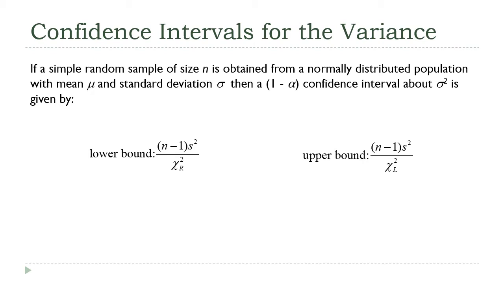And second, unlike the formulas for the population means and proportions that we've seen, these are the actual upper and lower limits, not the margin of error. There's no need to add or subtract them from anything to get the final answer, all right? They are the final answer.